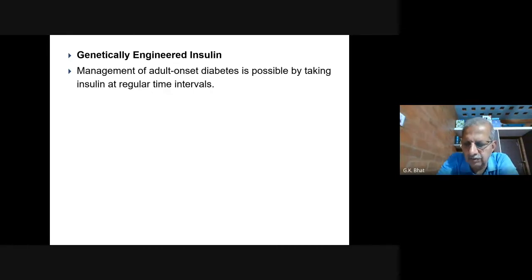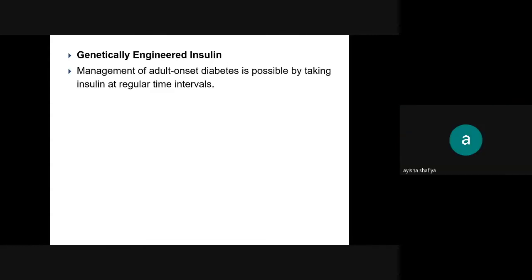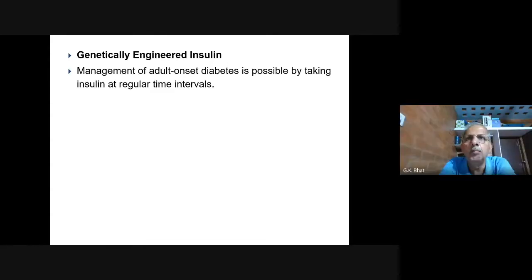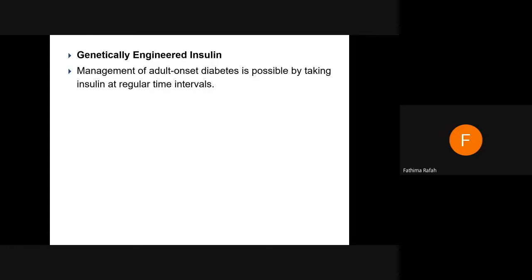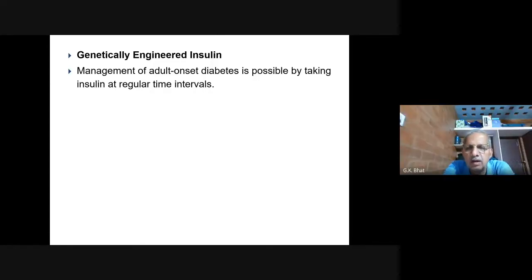Type 1 diabetes individuals, if they want to survive, have to take insulin injection throughout their life. Have you heard about this? Rafa, Aisha, Blessy, have you heard about this? Yes, sir. Then Rafa said no. Sir, I knew about this, but I didn't know it was type 1 diabetes. Okay. You know what that is?